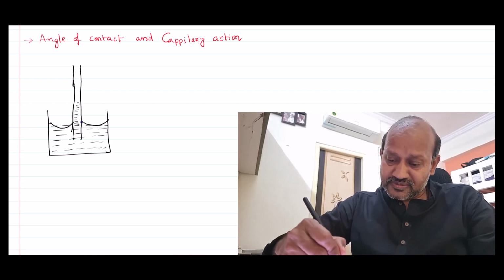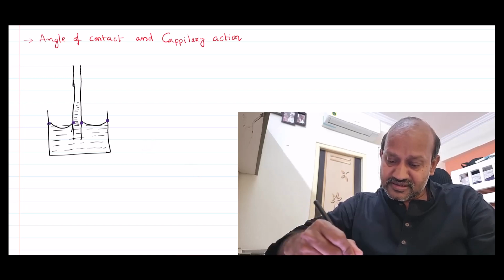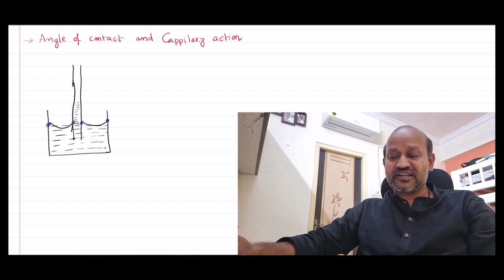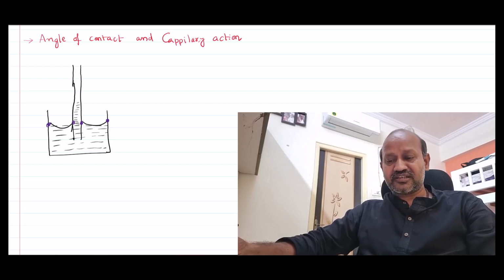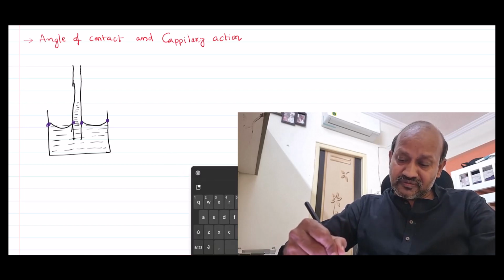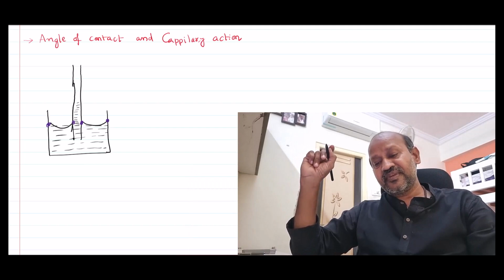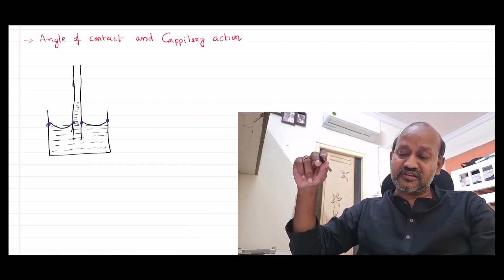See this point, this point, or this point. These points are called points of contact. That's the point where two different materials, that is liquid and solid, come into contact. At any of these points of contact, we shall draw two tangents to get the angle of contact. How shall we draw the tangents?